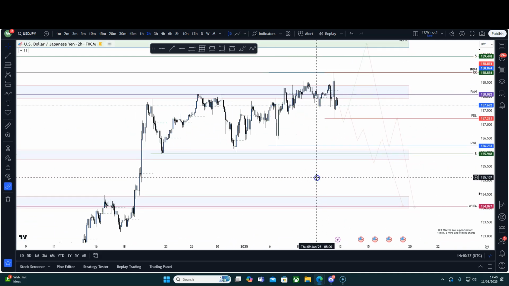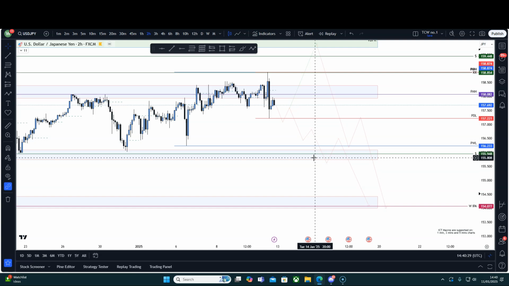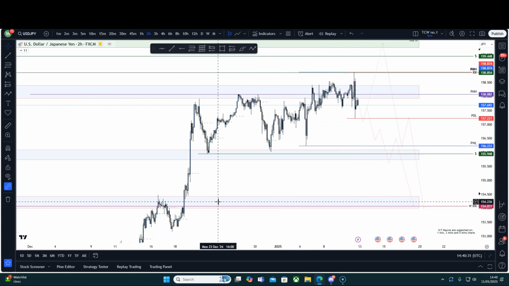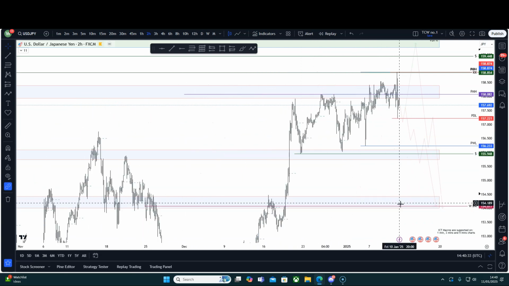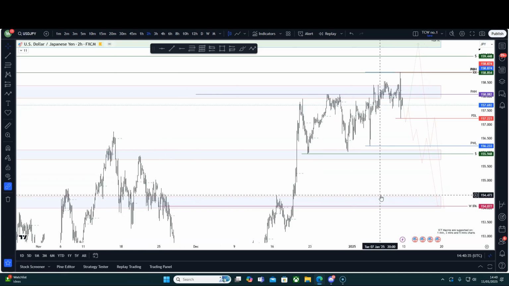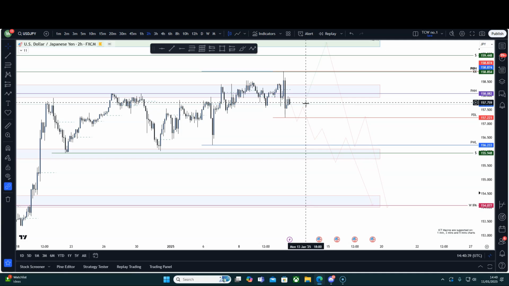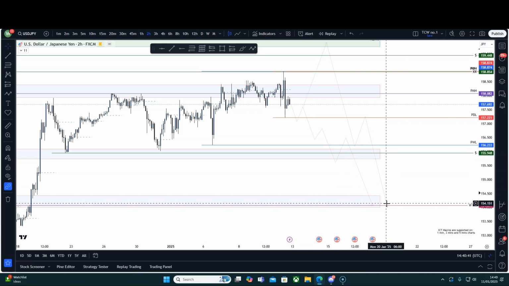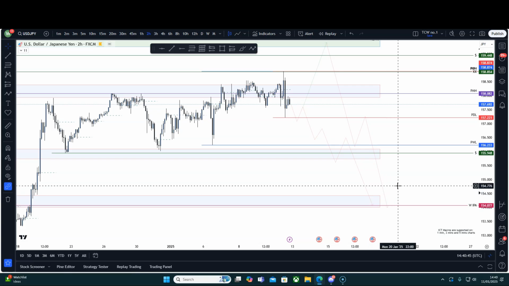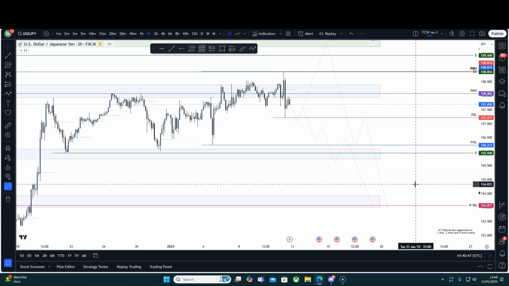And I am expecting to see at least this lower first range met, if not into this white weekly IPA, which is the low of this range that we're in here. So going in, I'm expecting straight away bearishness, and I'll be targeting this weekly IPA around, I'll obviously be out of the market before we even hit that level, probably around 154,800.